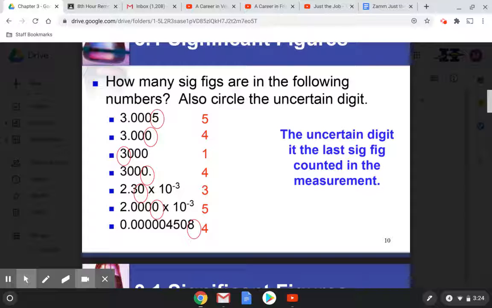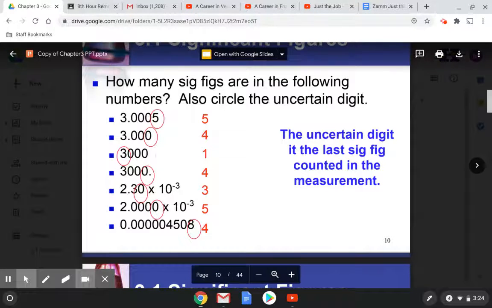We know that this is going to be significant because there's a non-zero digit to the left. So everything after that, especially after the decimal point, is going to be significant. So 3.000, we know that it's going to be that exact measurement, so that's 4. Since there isn't a decimal point here, we know that after the 3, these are going to be insignificant.